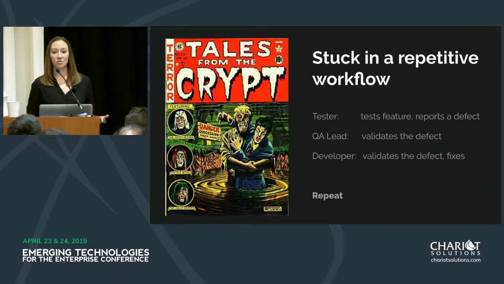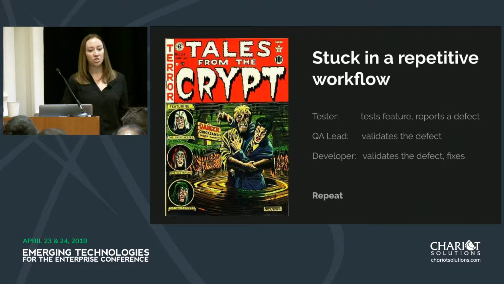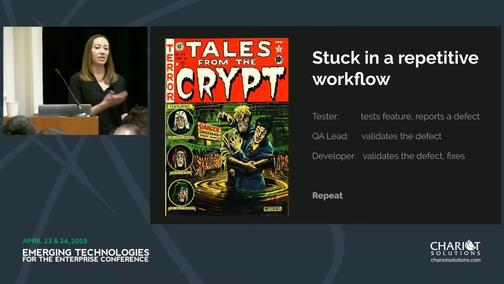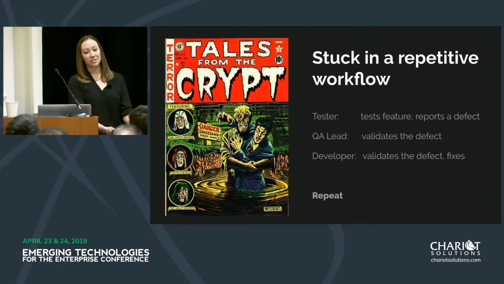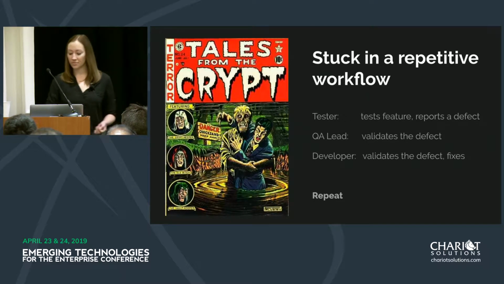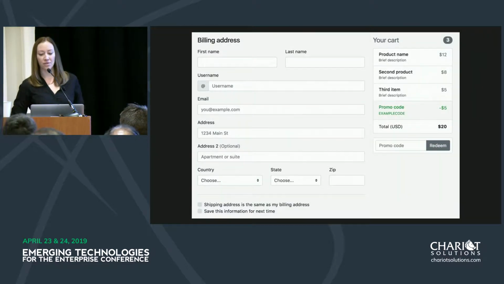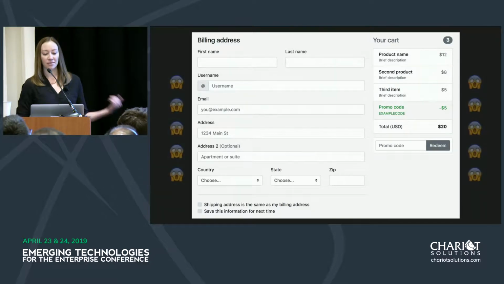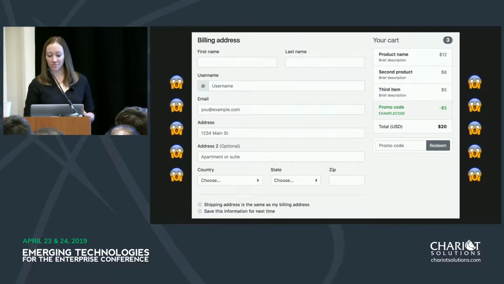So what this leads to is a repetitive workflow where the tester tests a feature, they report a defect, then that goes up to the QA lead, they have to test it and validate it, then it goes back to the developer, and so on and so forth until it's fixed. So when you have a full checkout process and many inputs and fields that you need to test, this can get scary really quick.